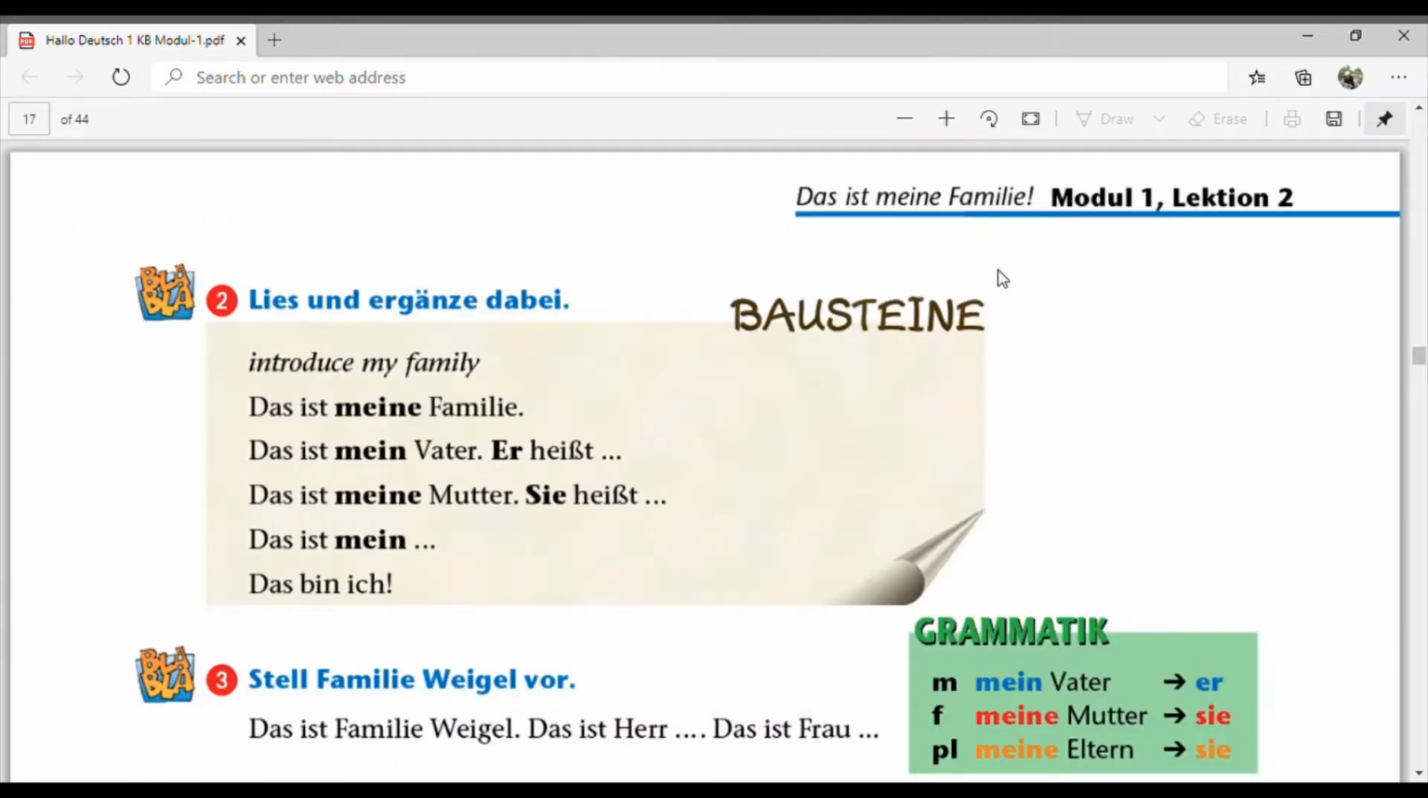Then here, das ist meine Familie, das ist mein Vater, heißt. So this comes for mein Vater. Then das ist meine Mutter, sie heißt. So this sie comes for meine Mutter. And das ist mein Bruder. Then what will we write? So we will write heißt Peter. Sorry, heißt Stefan. So his brother's name is Stefan. Then das bin ich.